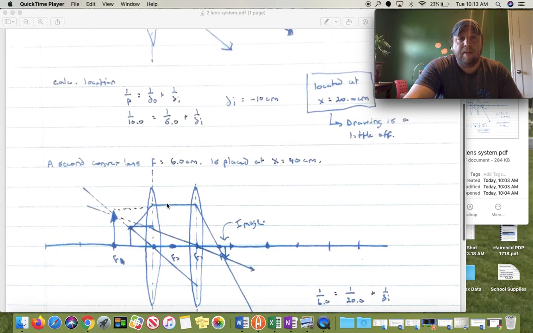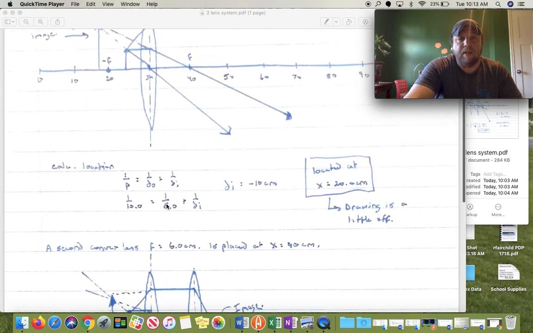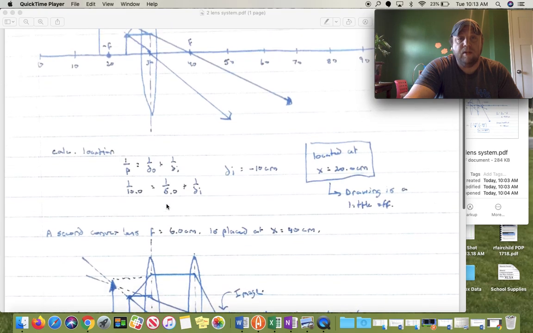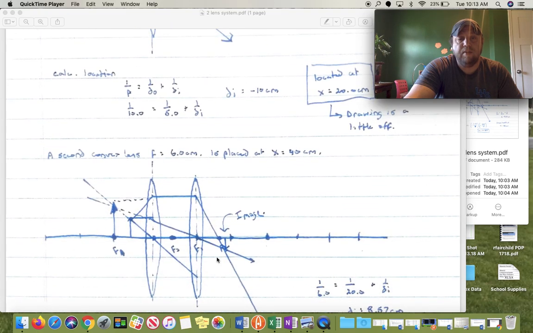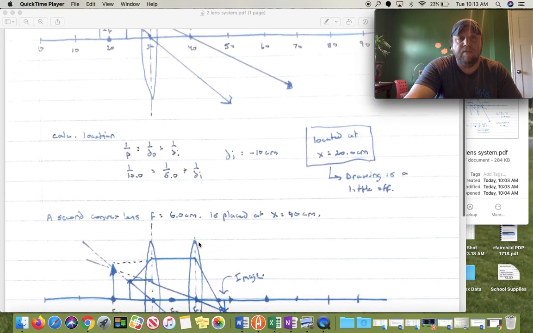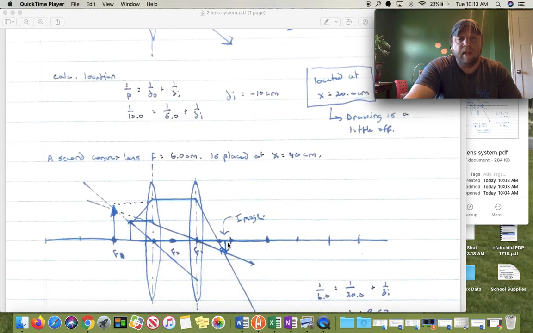I can't remember what that number is right now, so it looks like this is the 40 centimeter mark, and this is the 50 centimeter line here. This is 46. So if I'm accurate, I should be about halfway between 46 and 50, so around 48 centimeters approximately when I get done with the calculation.